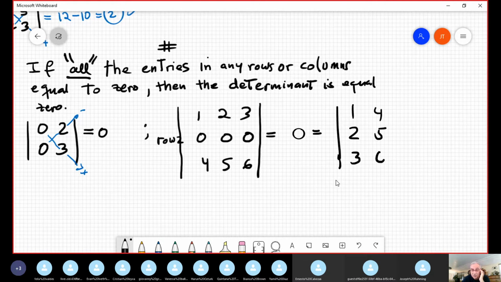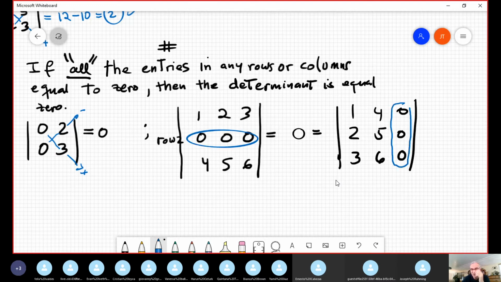4, 5, 6. 0, 0, 0. Regarding the position, it's also 0. Because in this case we have one entire row 0, and we have one entire column 0. Makes sense, right? Because assume that you expand the determinant using the row 1.